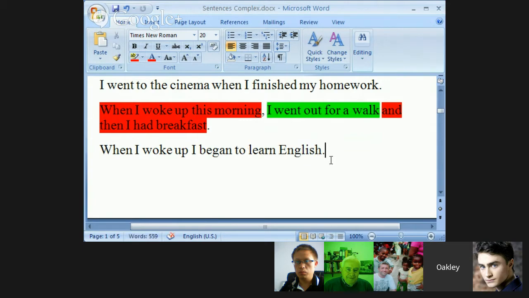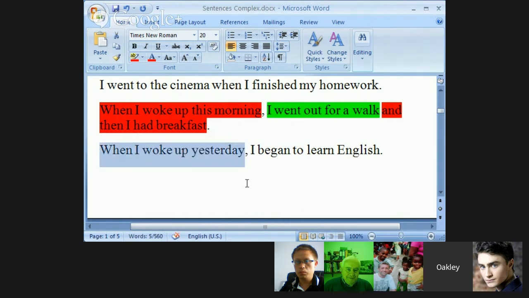Okay, there's one small problem here. You got the right idea, but there's a small problem. When I woke up yesterday, after yesterday, we need a comma. Ah, okay. Yes, that's the point. The comma. That's what I was waiting for. That's right. Because your dependent clause goes first, your subordinating clause first, you need to have a comma. If you reverse it, I began to learn English when I woke up yesterday, you don't need a comma. So, there you go.